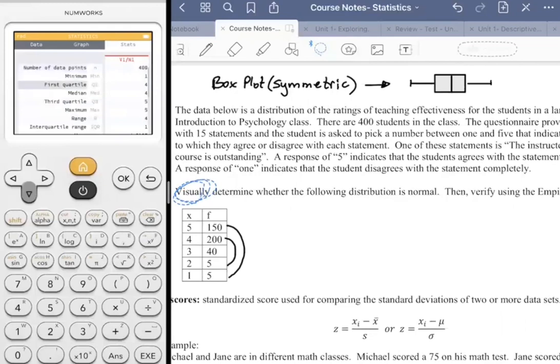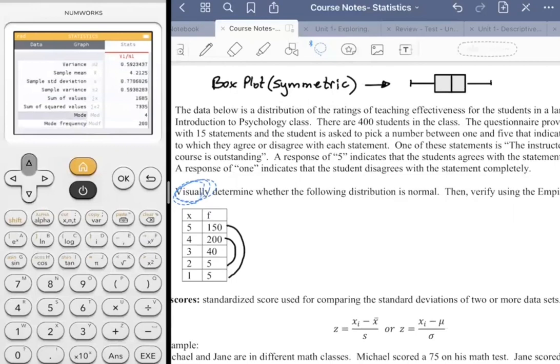All right. But if I go down the line here to sample mean, which is 4.213. So X bar is 4.213. And the S value right below it is 0.771.